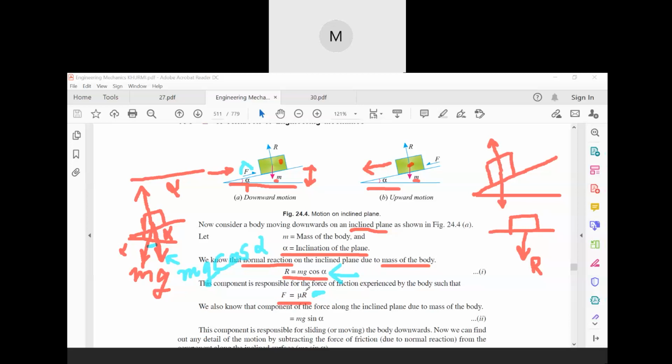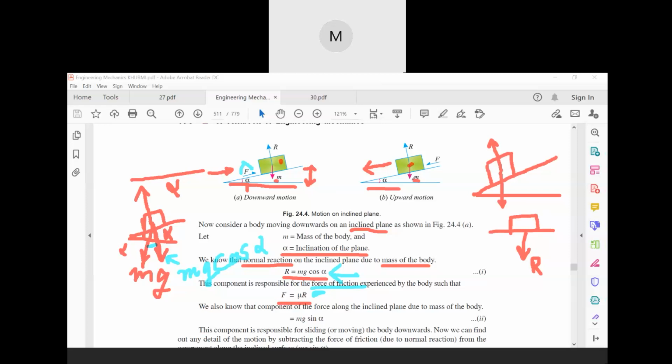Since force of friction is acting here, mu is the coefficient of friction, and R is the normal reaction. So if R is the normal reaction and mu is the coefficient of friction, we can say that F equal to mu into R.